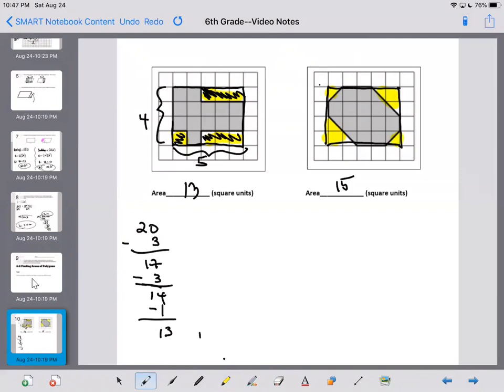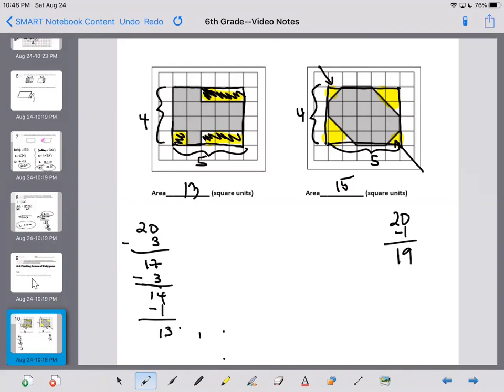So this is going to be a 4 by 5. So there's my 20 square units. So I'm going to subtract this one off first. And so that's a 1 by 1. And I got to take half of it, so that'd be half. So I'm going to subtract those two to make 1. So that's 19.